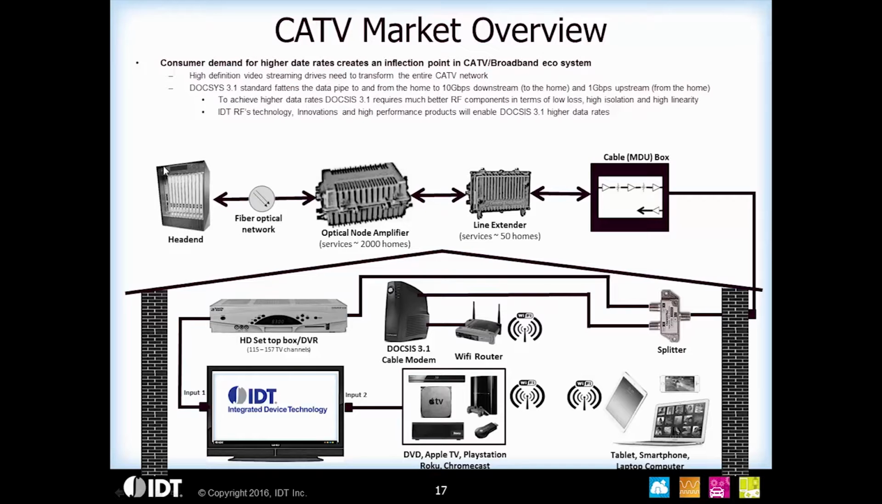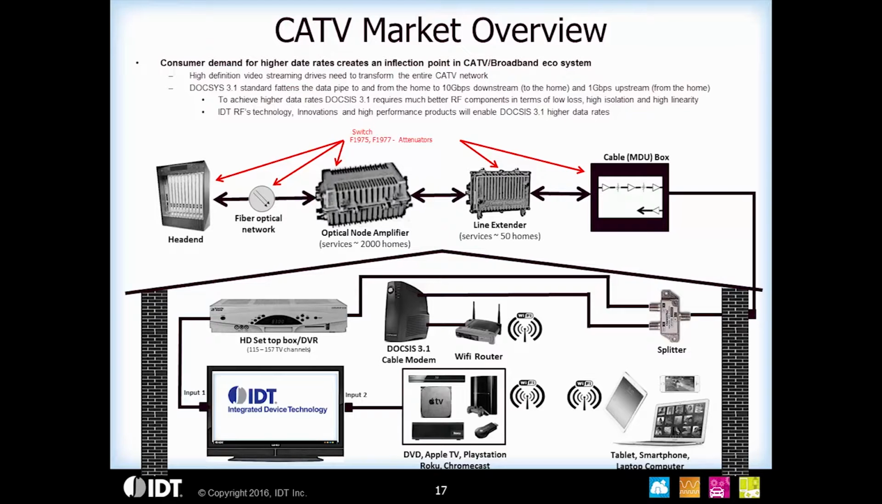As you see on the slide, cable head end where all the cable data is aggregated, fiber optic network which is used to distribute the cable data with optical node amplifiers and line extenders, finally coming to the cable box and to your home. All of this requires a lot of switches, attenuators. And IDT has products like I've shown on the slide, F1975 and F1977, which are DSAs which are in production for this market segment.